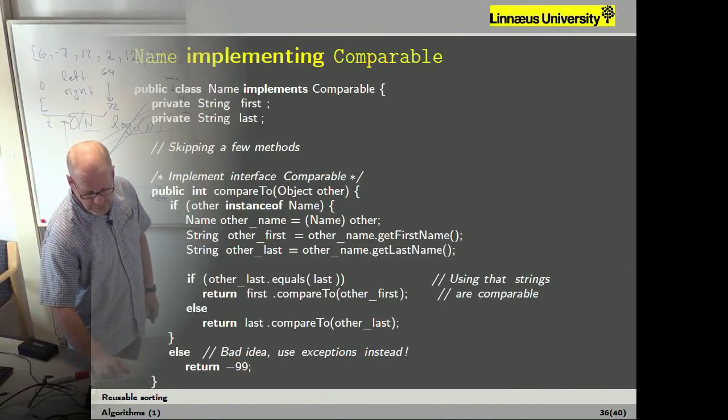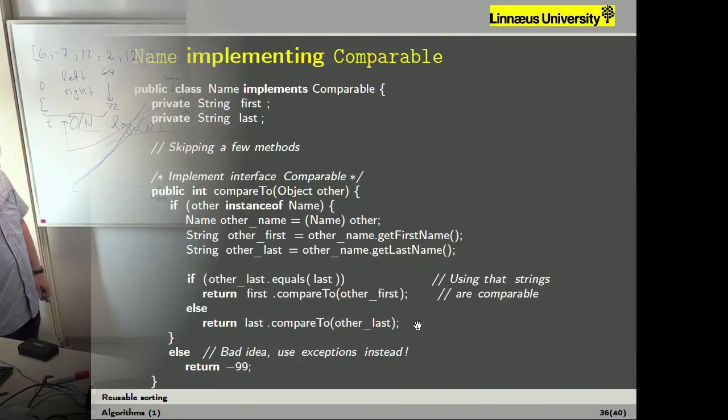I have an example here. This was how to implement Comparable for the name. We have the first part and the second part. This is the compareTo method required by the interface. I'm comparing my object with another object. I start by checking if the other one is a name. If it's not a name, then I return -99 here. This is a bad idea. Why? Well, it indicates that this one is smaller than the other one. I should have raised an exception instead.